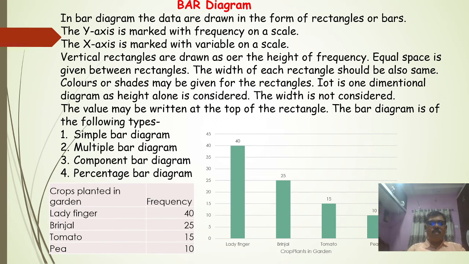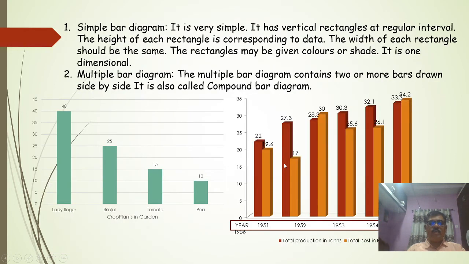The bar diagram is of the following types: simple bar diagram, multiple bar diagram, component bar diagram, and percentage bar diagram. This is the simple bar diagram that we have shown here. What is a simple bar diagram? This is shown here. It is very simple.